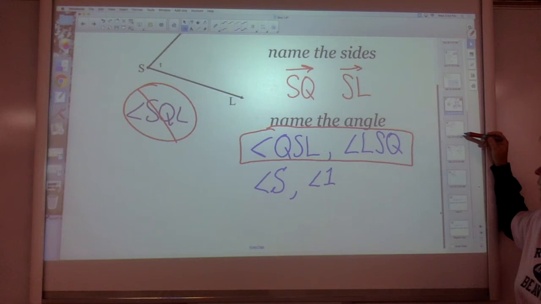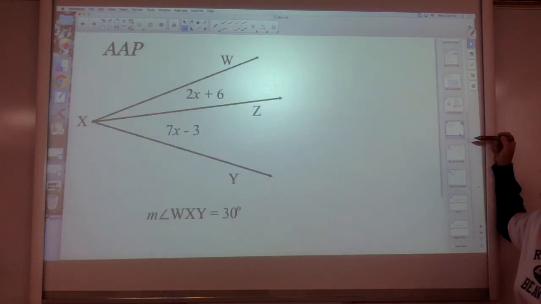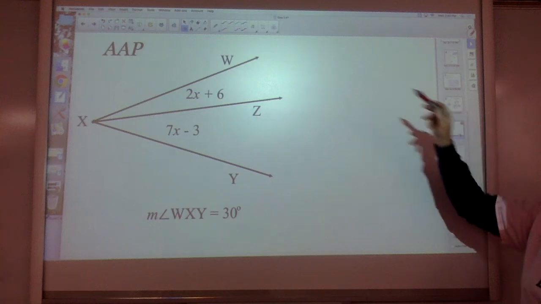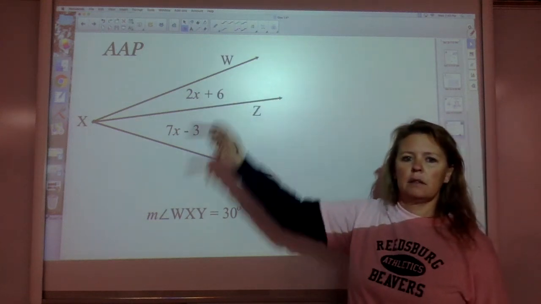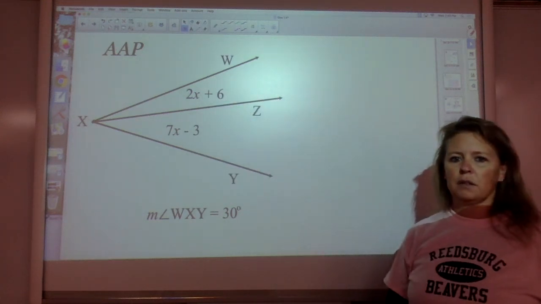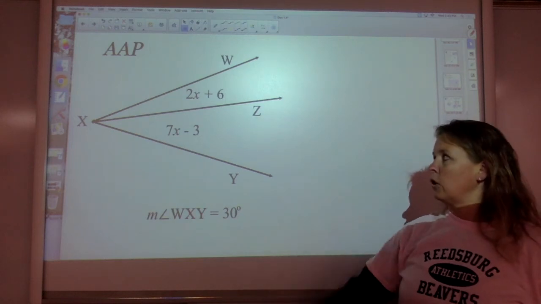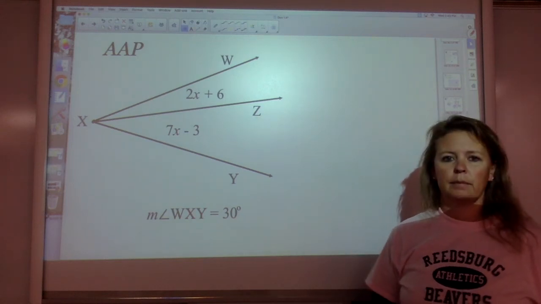All right, done with vocabulary, but let's do a little math. Back to algebra, yay. Go ahead and pause this so that you can draw it, write everything in there. The AAP up in the corner stands for the angle addition postulate. We're going to do the angle addition postulate. Pause it, draw it, come on back.